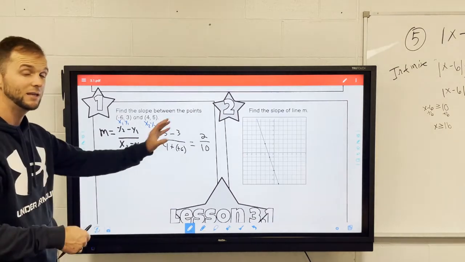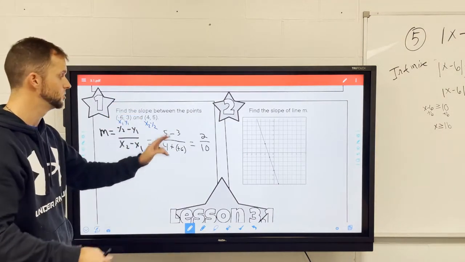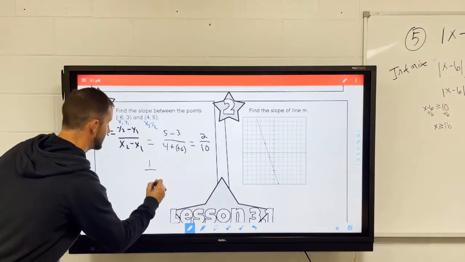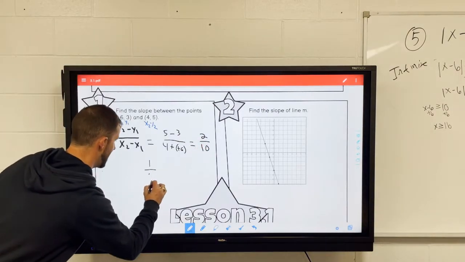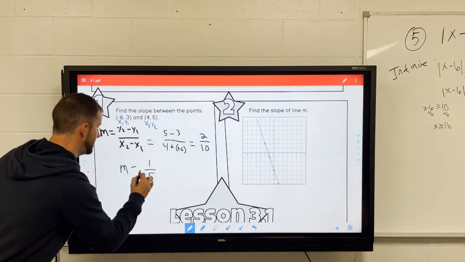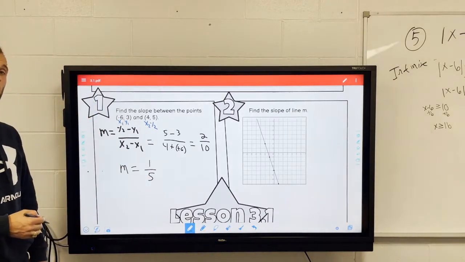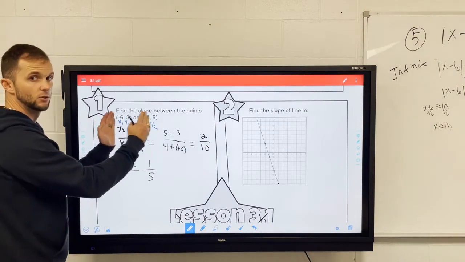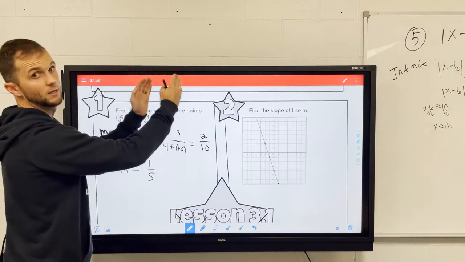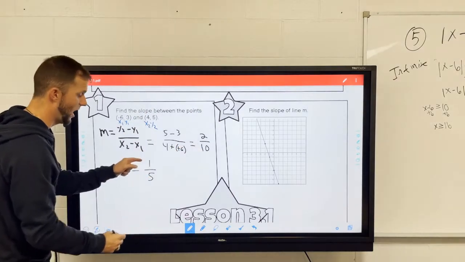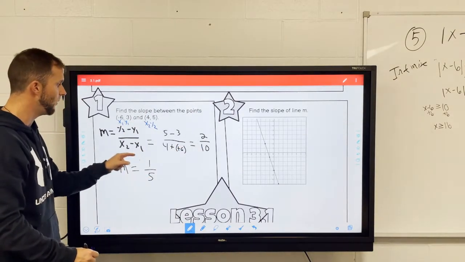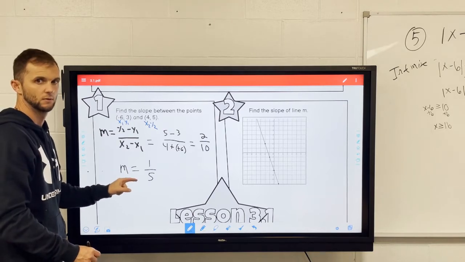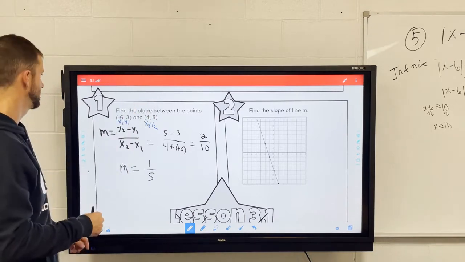Now, you could use this fraction for your slope if you wanted to, but this can be reduced by 2. 2 divided by 2 is 1, and 10 divided by 2 is 5. So your slope is going to be equal to 1 over 5. What that means when you graph is you're going to be going up 1 and to the right 5. Remember, rise over run: the change in my y coordinates over the change in my x coordinates. All right, so let's jump over to example number 2.